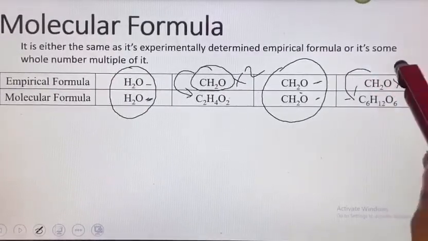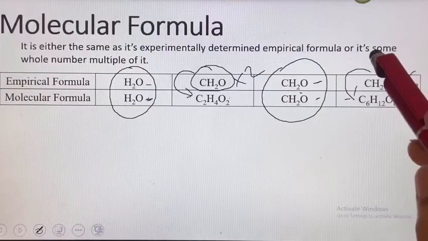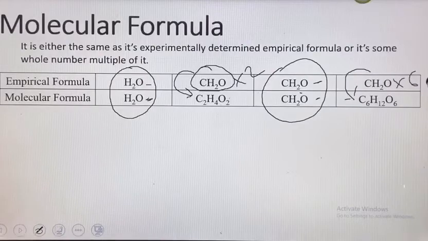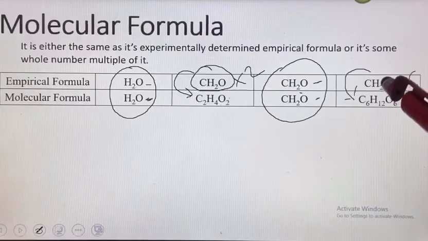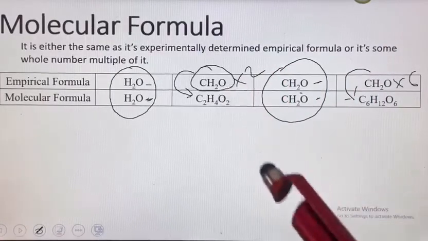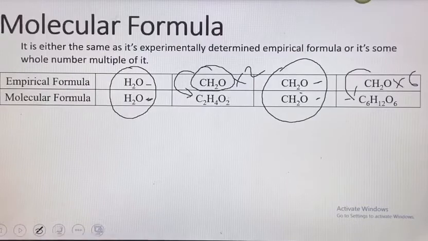So the second part is again cleared over here, that it's some whole number multiple. So here the whole number is 2, here the whole number is 6. So it's some whole number multiple of it. So that means if I multiply 6 with this number, I get the molecular formula. If I multiply 2 with this empirical formula, I get this molecular formula, right? Perfect.